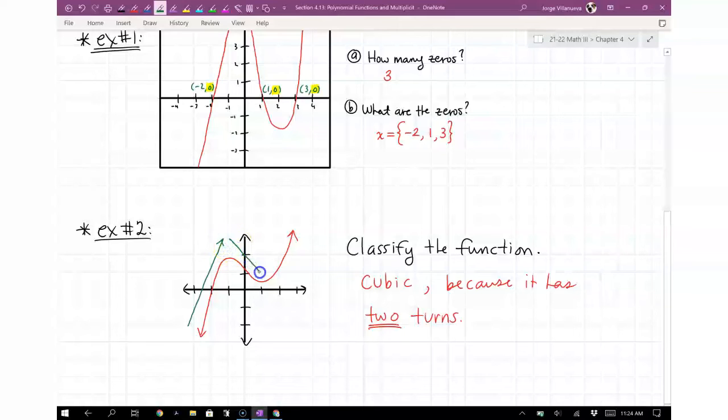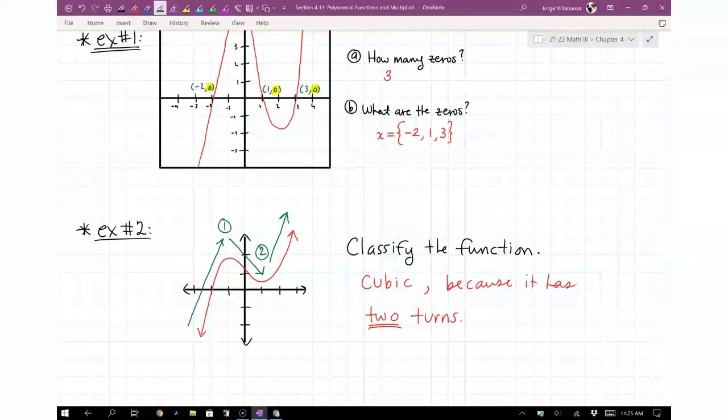But then it goes down. So that's 1 turn right there. And then it goes back up. That's 2 turns. So add 1, that gives you the degree. Okay? So if you know the degree, you subtract 1 to figure out the number of turns. If you know the number of turns, just add 1. That's going to give you the degree.